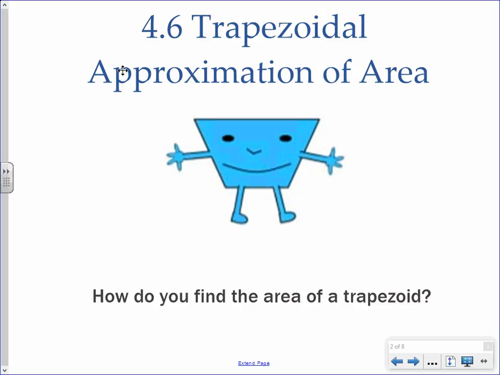How do you find the area of a trapezoid? Okay, base 1 what? Plus base 2, divided by 2, times 1/2, same thing. There's one more piece. Times the height. This is the area of a trapezoid.